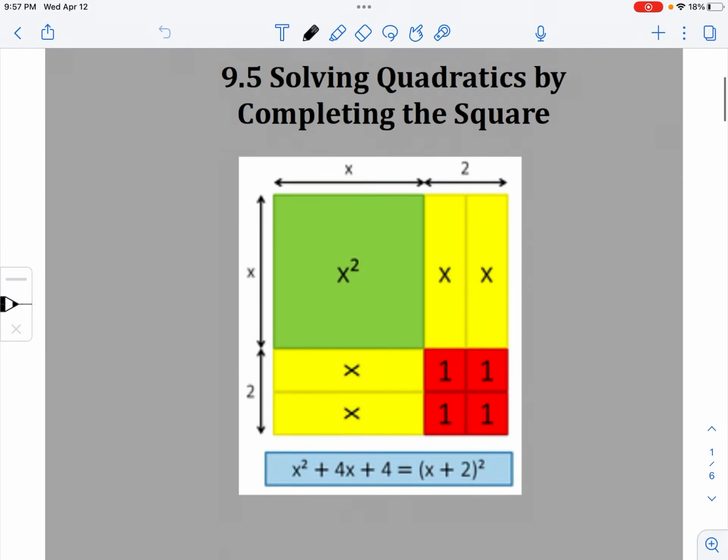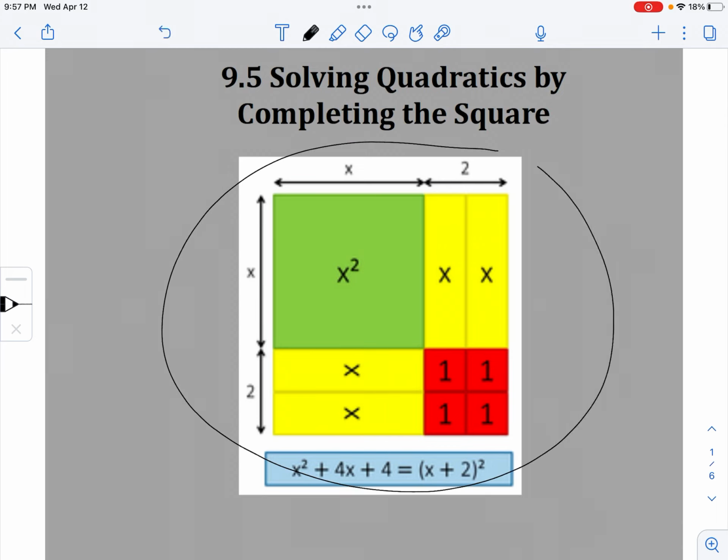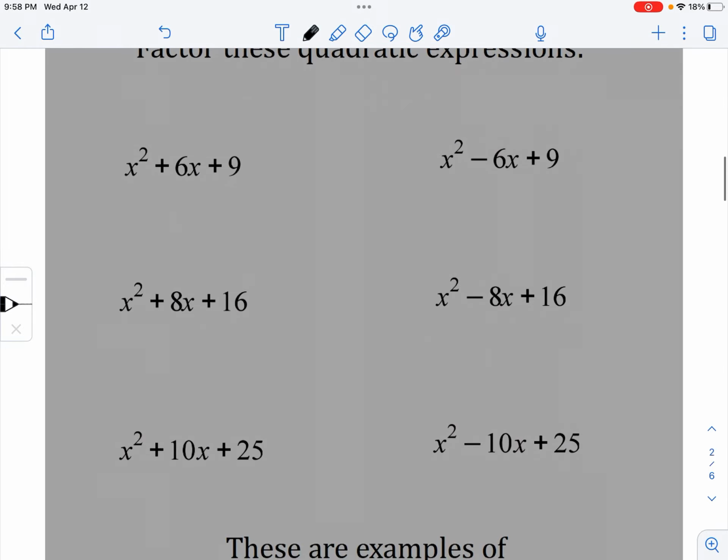But when completing the square, this kind of gives us just an idea of what we're looking at. You're making a square with all the parts, so the x squared, you have 4 x's, and then what is remaining is your c value here, which was 4 ones. So how it looks here, you have x squared plus 6x plus 9. Well, these happen to be perfect squares, so half of 6 equals 3, and then 3 squared equals 9.